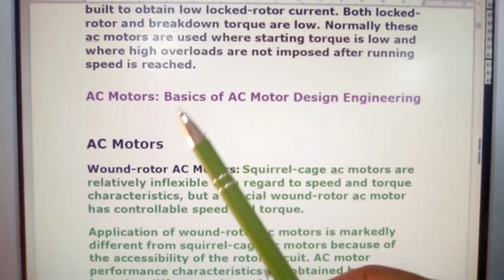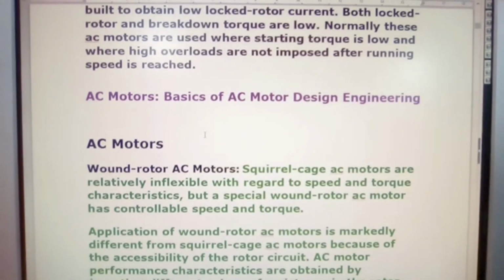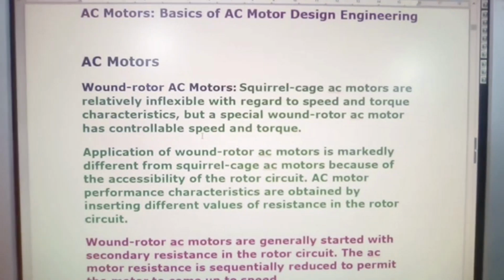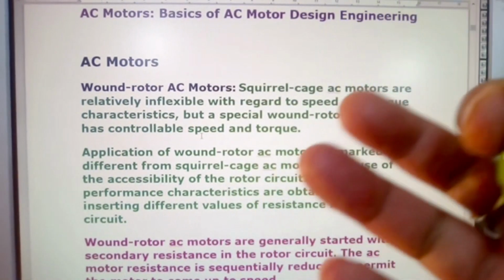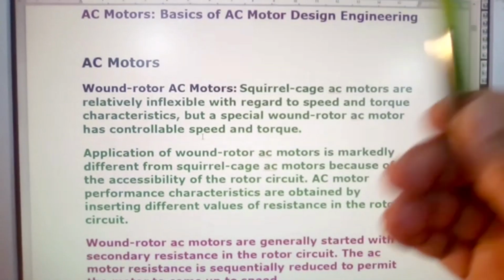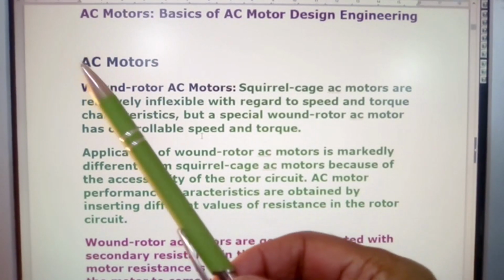AC motor basics of AC motor design engineering. Now, AC motors heading. When you go to the AC motors video, you have all of this on there, so you'll be able to see what I'm talking about at this point in time, hopefully.